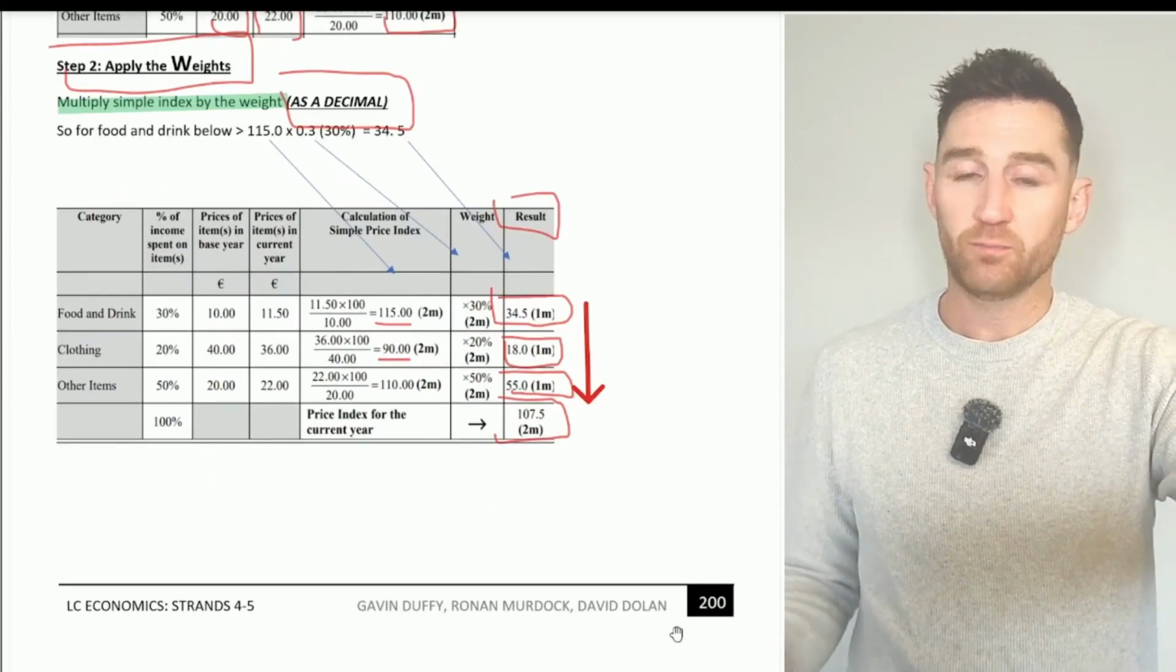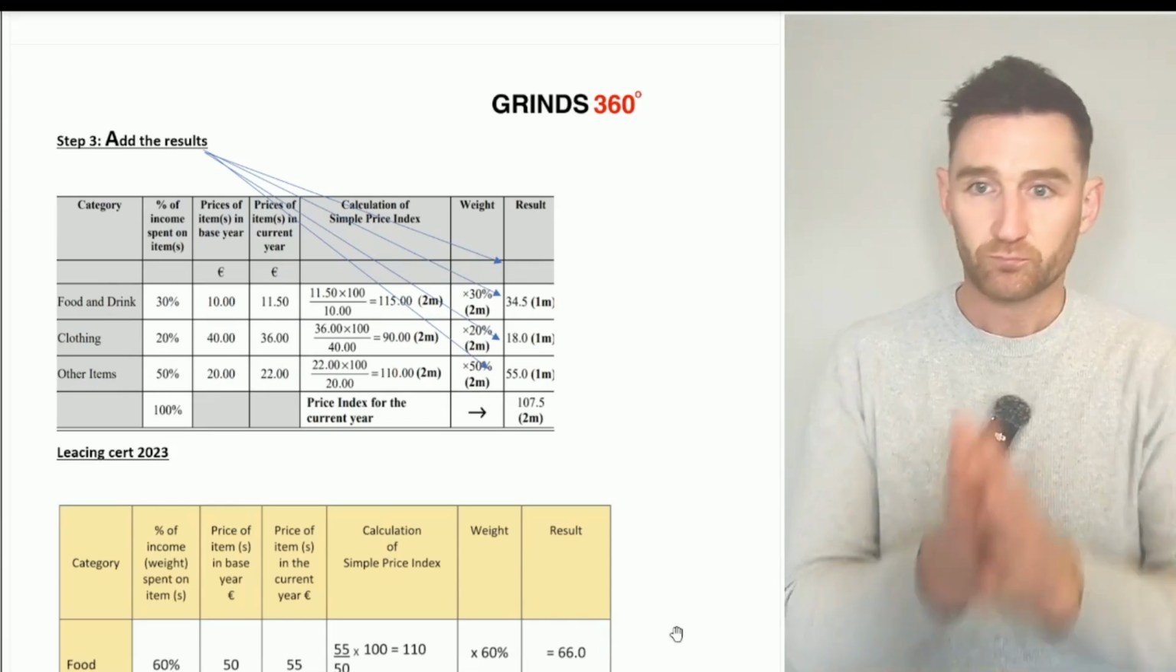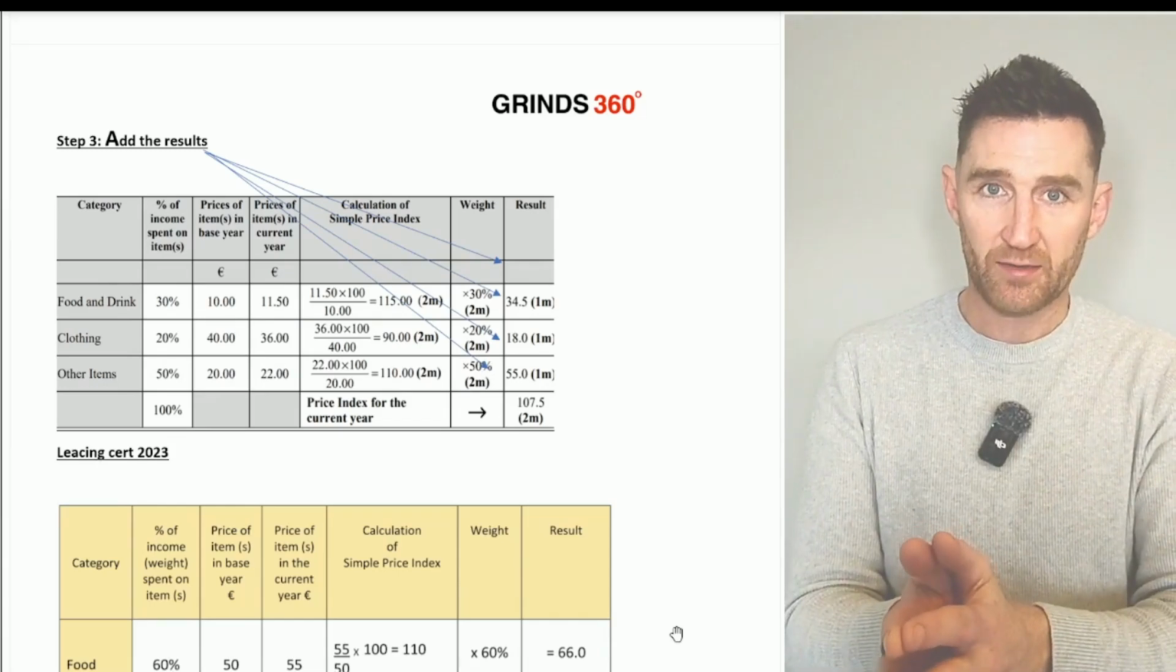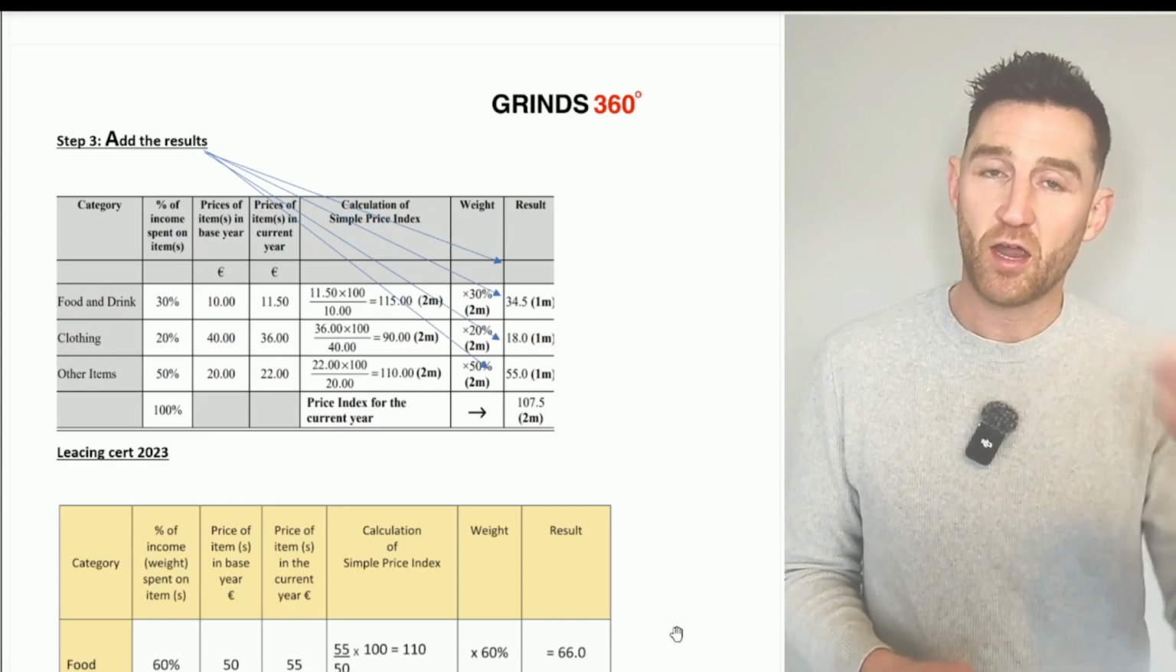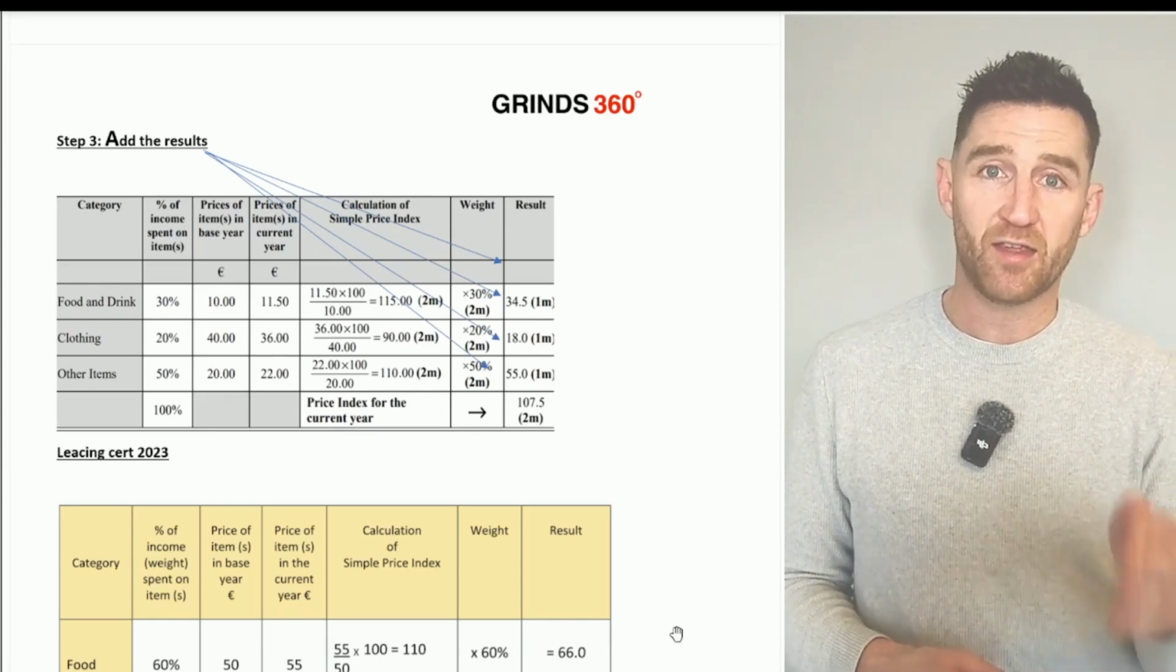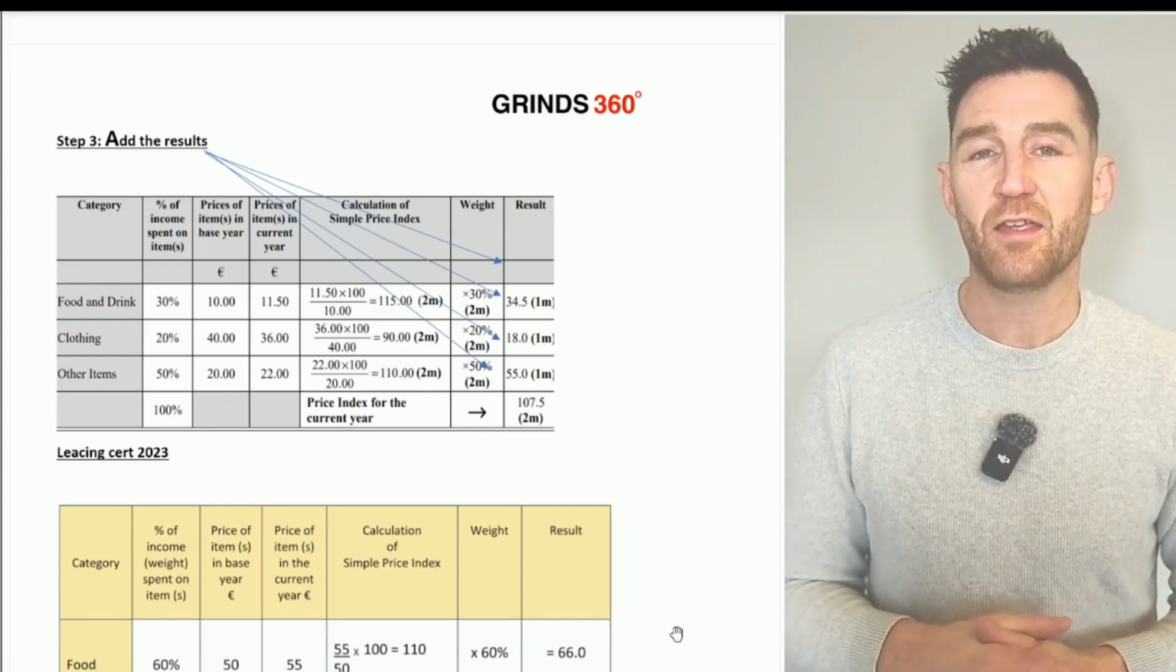So that's how it's done. Remember that SWA: simple index, so that's expressing the current year price as a percentage of the base year. You apply the weight, so just multiply it by the weight as a decimal, which you're given in the question, and the A there adds them together.